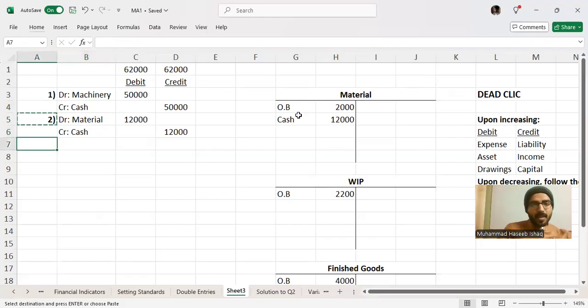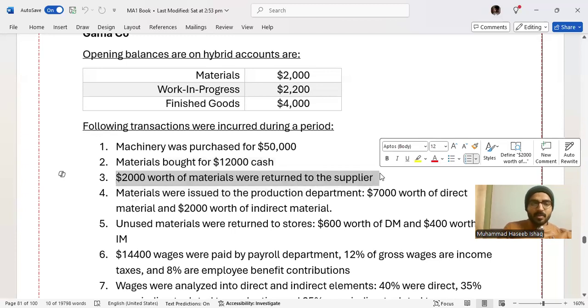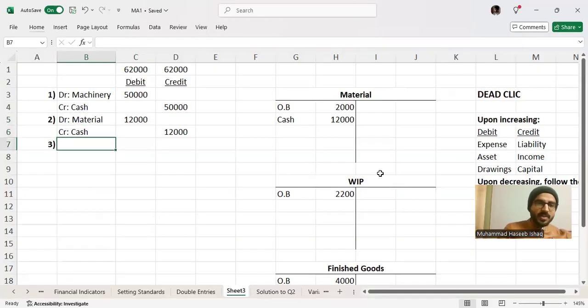So in the third transaction, what is the third transaction? It is very easy. 2,000 worth of materials were returned to the supplier. So the transaction would be the opposite, simply because the material we purchased is now decreasing and our cash, which is our asset, is increasing. So credit material, debit cash, by $2,000.